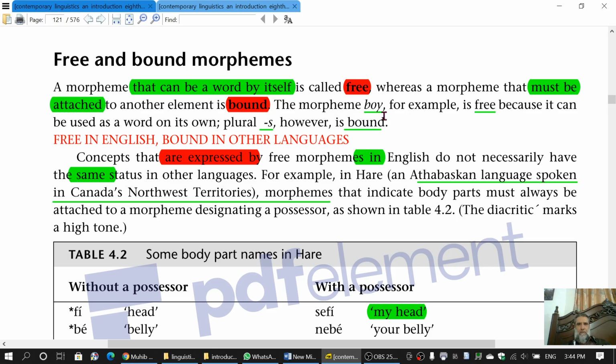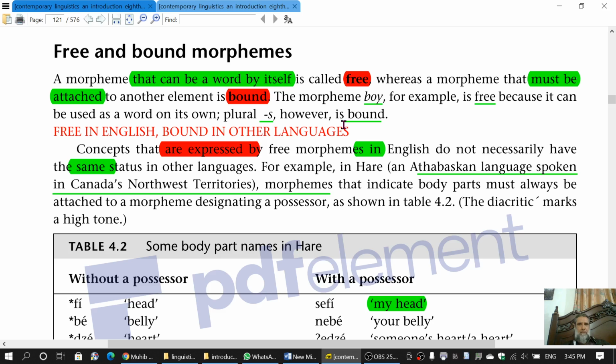The example is simple. Boy, for example, is a free morpheme. It is a free morpheme because it can stand as a word on its own without any attachment. So it is therefore a free morpheme. But taking the plural s, it is not a free morpheme, it is a bound morpheme because it cannot be used as a word by itself, and it has to be attached in order to give its meaning. So this was something which we have already done.